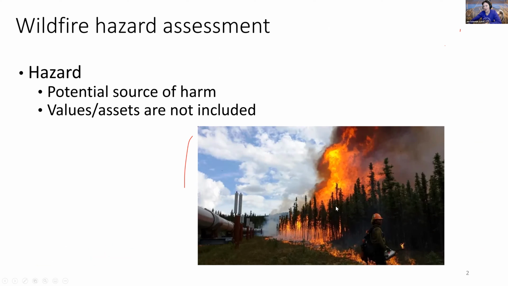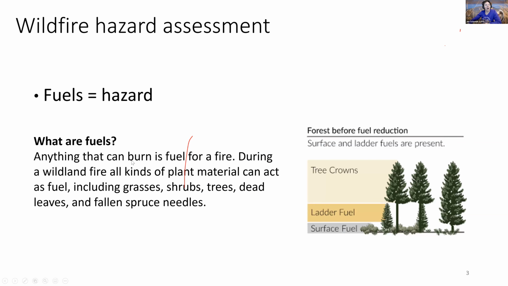But what is captured in the maps is, say, this flammable black spruce that you see here on fire. So in our case, the hazard is fuels. What are fuels? Fuels are anything that can burn during a fire. It can be grass, shrubs, trees, dead leaves, needles. You have a picture here showing some different types of fuels. Tree crowns can create crown fires. You have embers shooting up into the air, falling on houses and other vegetation. Ladder fuels can wick the fire up to the top of a tree and help facilitate its spread. And then surface fuels, things like shrubs and grasses.